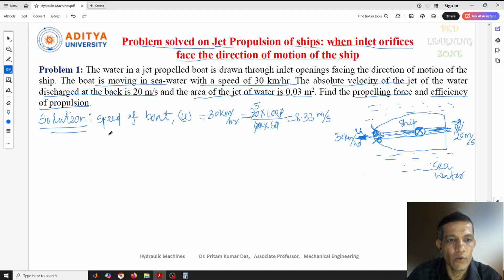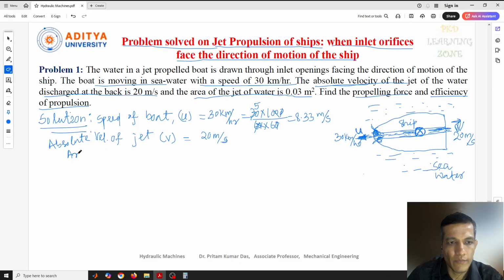This is u. Similarly, here it is given speed of the boat, and now the absolute jet velocity. So we can write velocity of jet, but here it is given absolute velocity, so this is nothing but v. This is given 20 meter per second, and the area of the jet is also given.